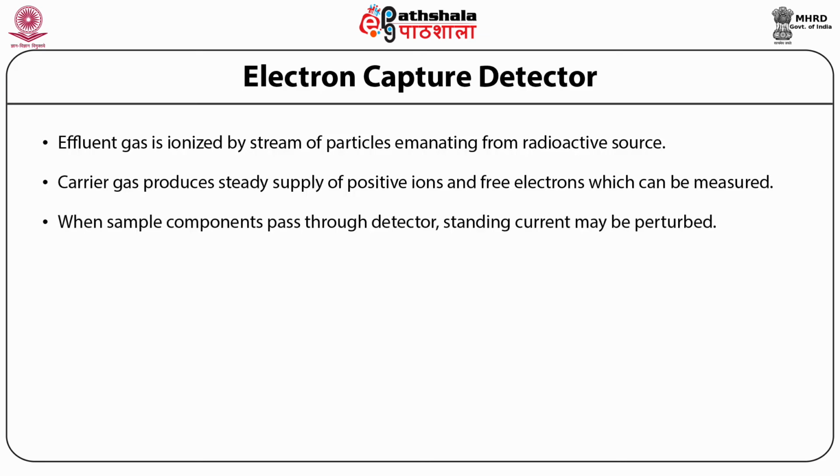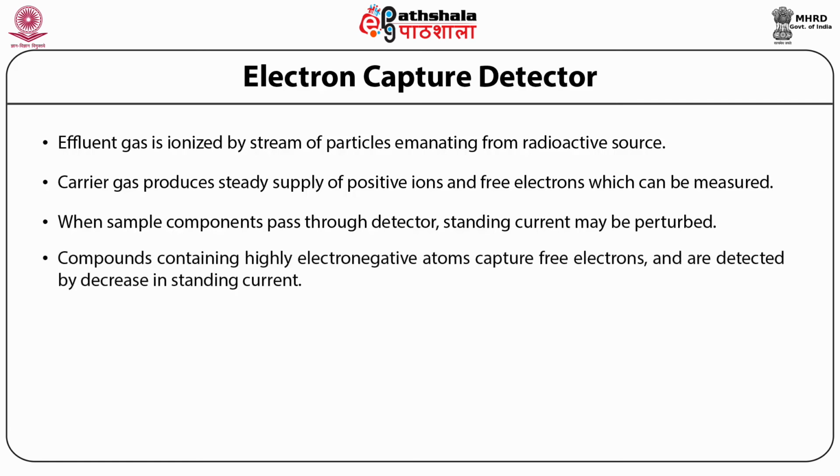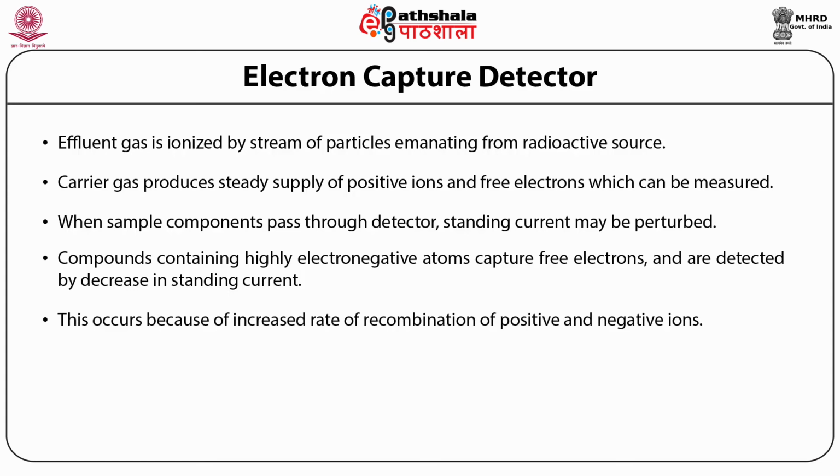When sample components pass through the detector, the standing current may be perturbed. Compounds containing highly electronegative atoms capture free electrons very efficiently, and they are detected by the decrease in the standing current. This occurs because of the increased rate of recombination of positive and negative ions compared with positive ions and electrons. Other species have little effect on the ion current.